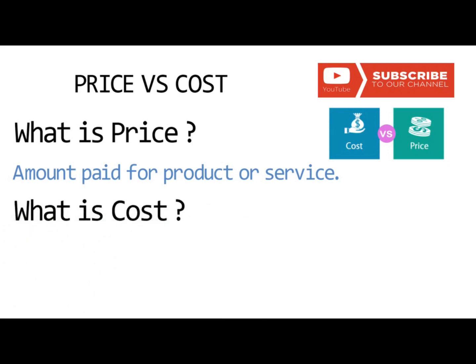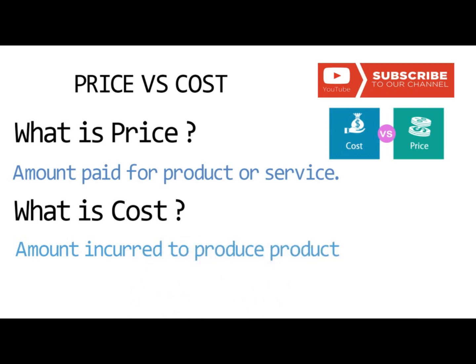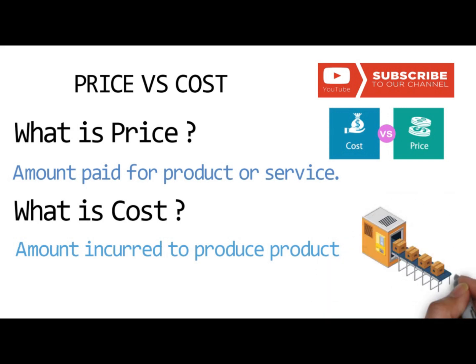So now let us define the cost. So what is cost? Cost is the amount of value incurred to produce the product or a service. So here what happens is the manufacturer will spend the amount or he'll invest the amount to manufacture the product or the service, and he'll sell it to the customers and the customer buys it.